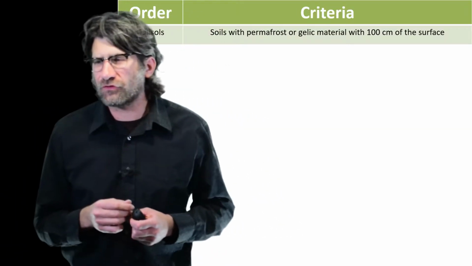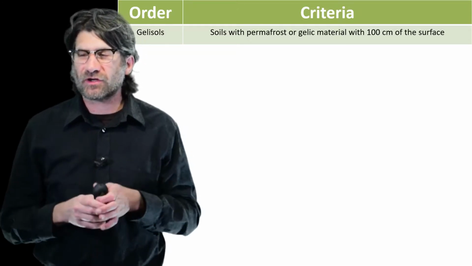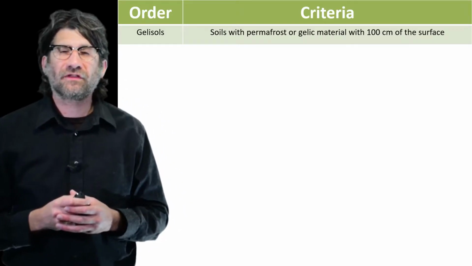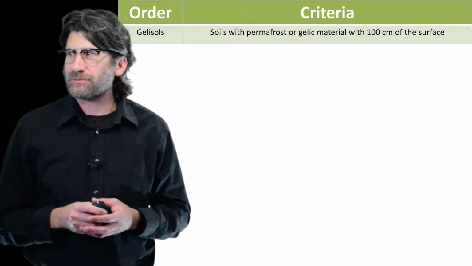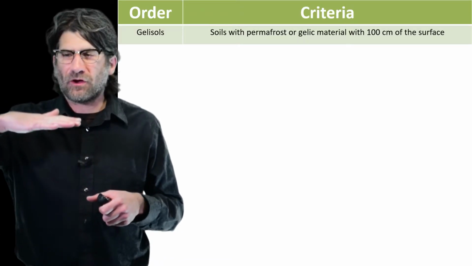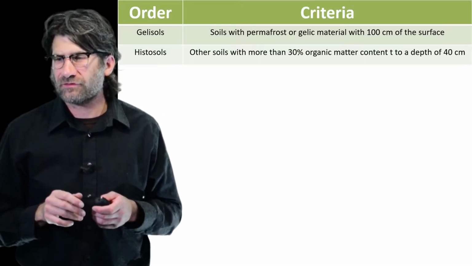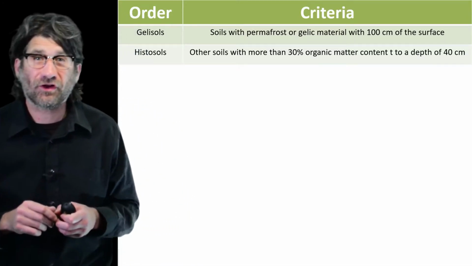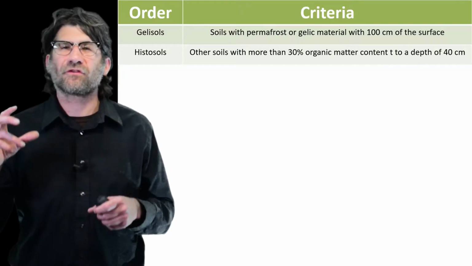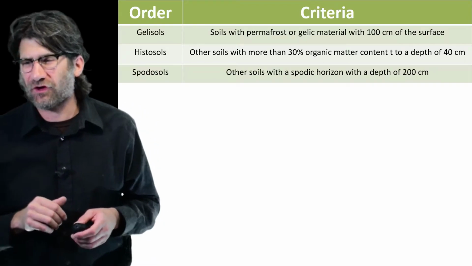Okay, so let's go through these really quickly, one by one, and then we're going to come back to each one and talk about them in particular. So the first here is a gelisol. You can think of these as cold region soils. These are soils that have permafrost or material that melts and then refreezes very close to the surface. Moving down from gelisols, we have histosols. Histosols are soils that have significant amounts of organic matter within the A and O horizon. So we call these histosols.